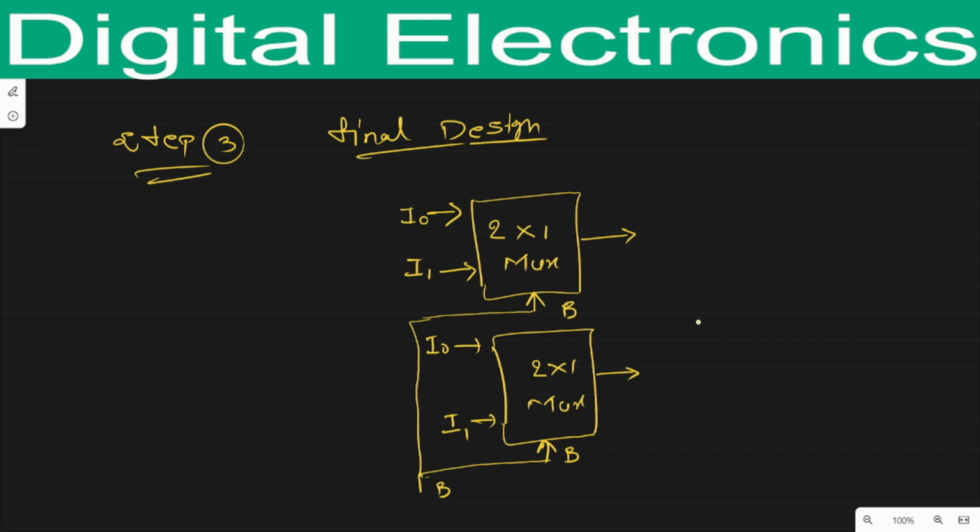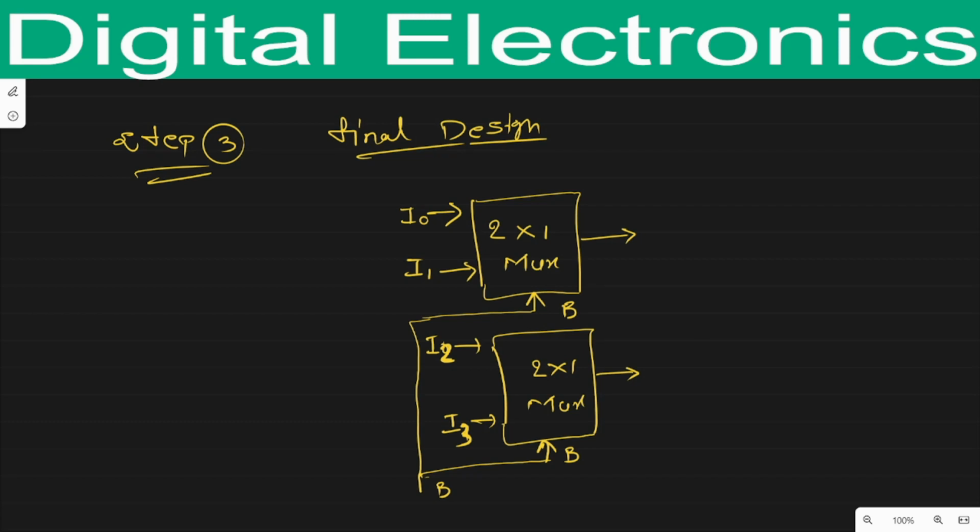Okay, now here if we connect these selection lines, at that time we will write these inputs as I2, because the last input of the first encoder is I1. So here I am writing I2, and this one is our I3.